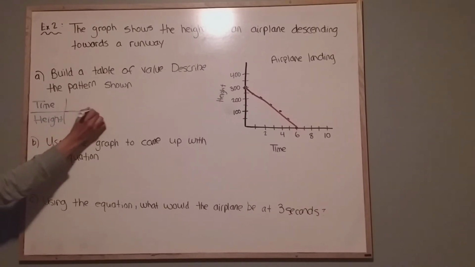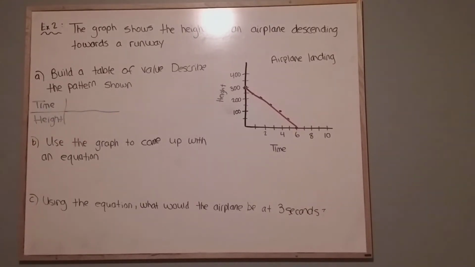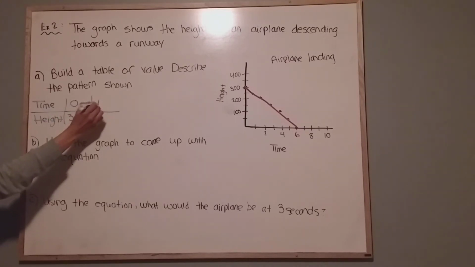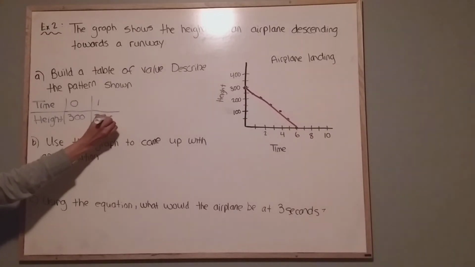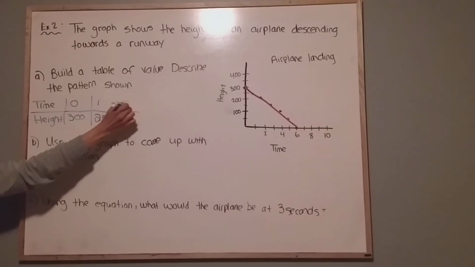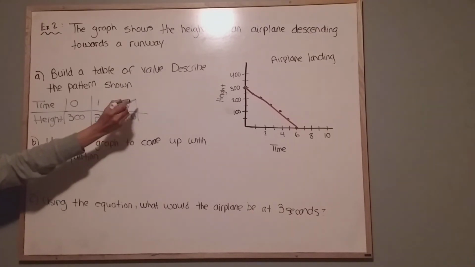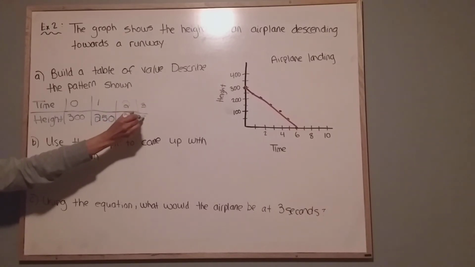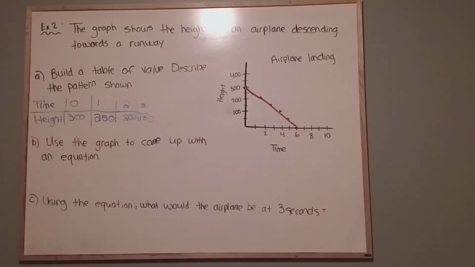So then if I look at my point on my graph, the first point is at time 0, my plane is 300 meters off the ground. So this is the point it starts to descend. Then if I look at my second point, when time is 1 minute, it's gone down to 250. For 2, it's gone down to 200. For 3, it's gone down to 150. And the pattern keeps going.